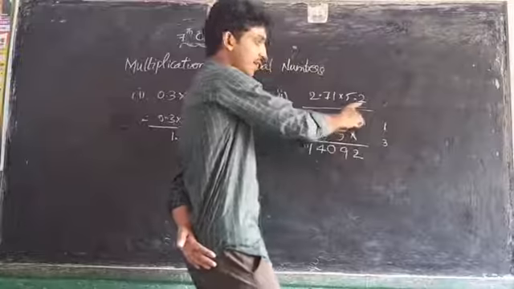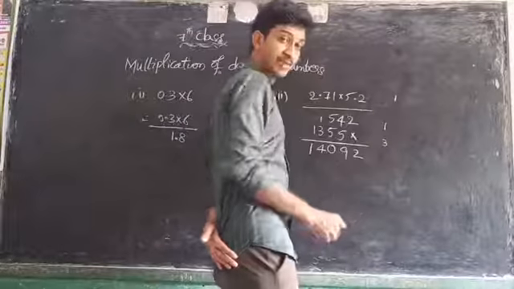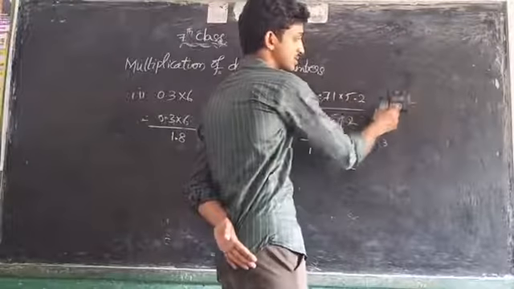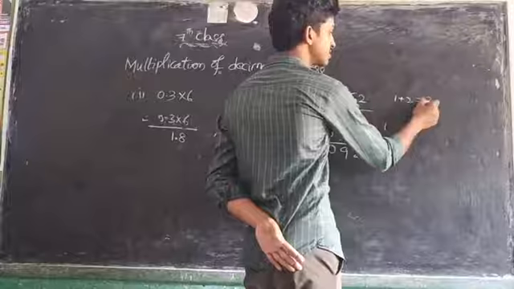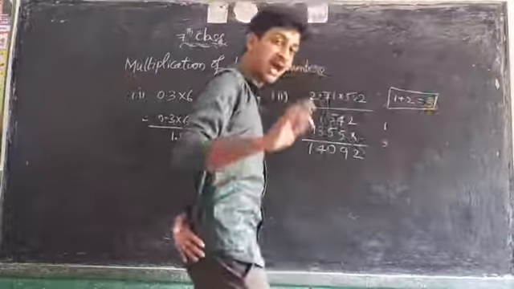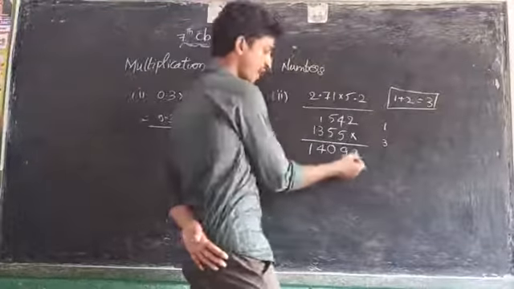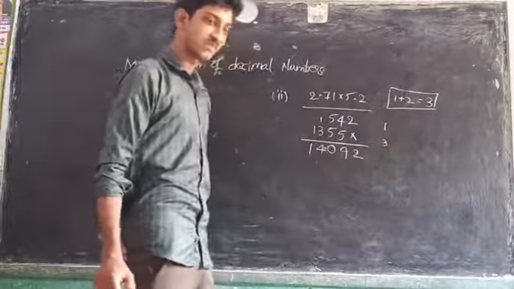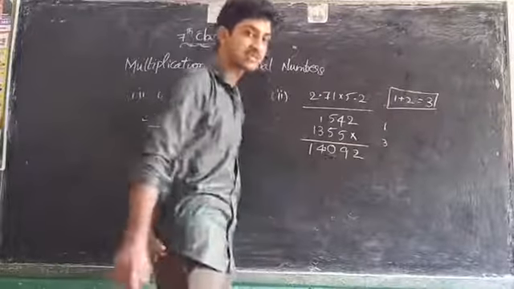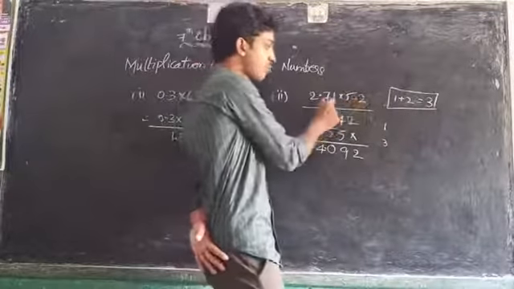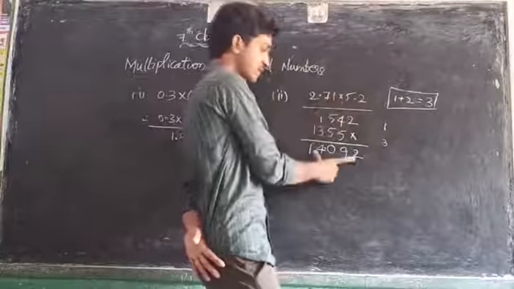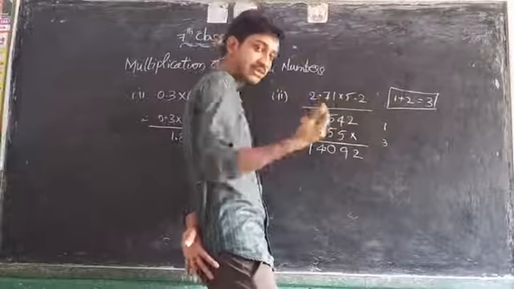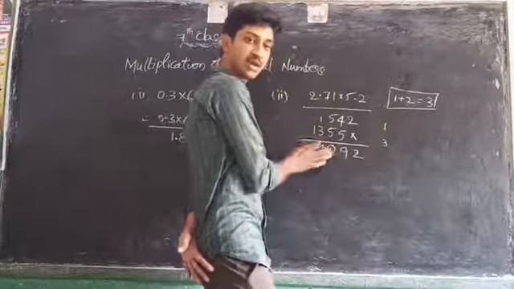See here, after 2, 1 decimal point, which means after 1 digit 1 decimal point, and after 2 digits, plus 2 digits, how many digits in total? 3 digits we have. So place a decimal point after 3 digits, 1, 2, 3. Place it here. So 14.092 is the answer. By using the decimal points in these numbers, you have to place the decimal point in the answer. After 3 digits, place a decimal point.